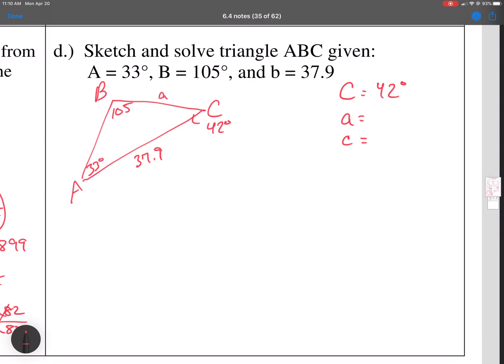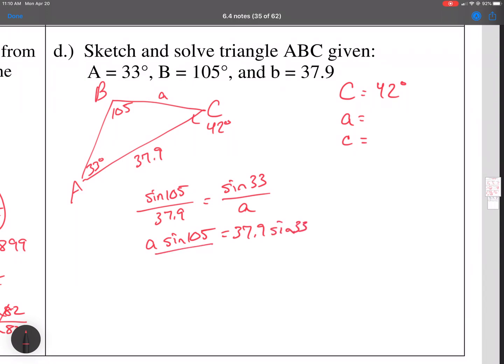So we can set up our ratio. Sine of 105 over 37.9 equals sine of 33 over a. So again, cross multiply. A sine of 105 equals 37.9 sine of 33, divided by sine of 105. And little a equals 37.9 sine of 33 divided by sine of 105, which is 21.370.